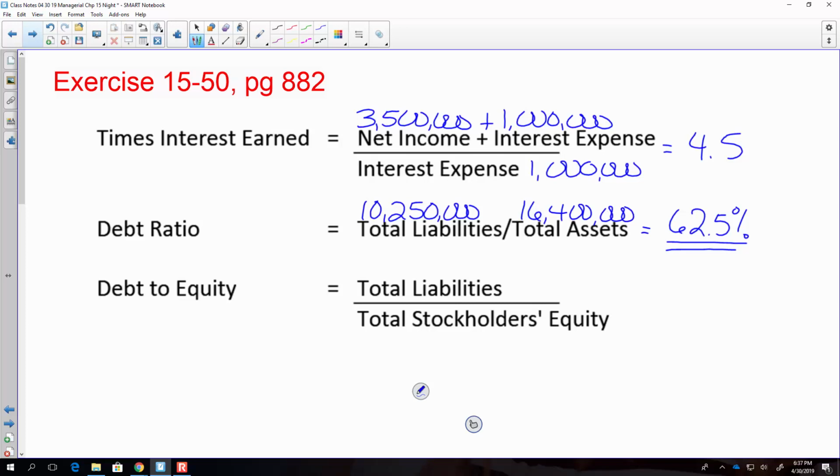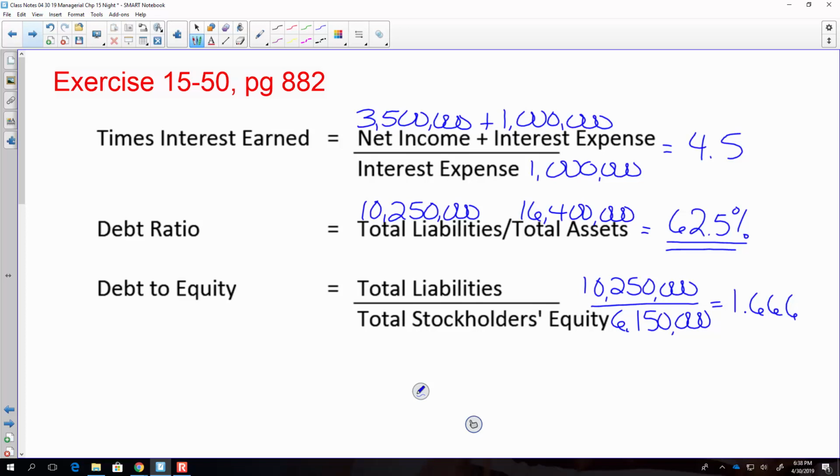Now that debt could be accounts payable too, right? We're borrowing from our lenders as well. So it's all liabilities, not just the bank. And then our debt to equity ratio is what number? 1 something? 1.6. So for every dollar of equity, I have $1.6 of debt. Again, a little heavy, I think, in this case on debt versus equity.